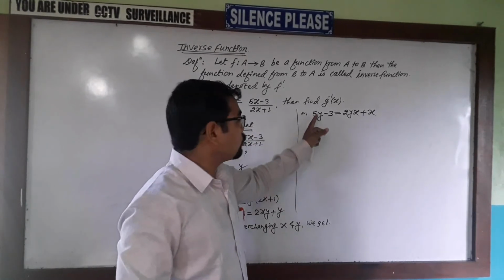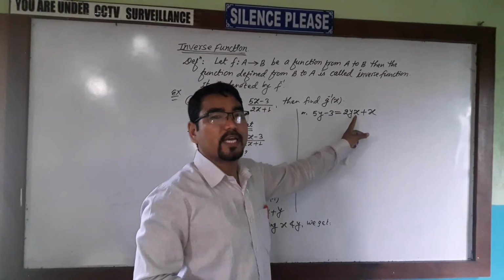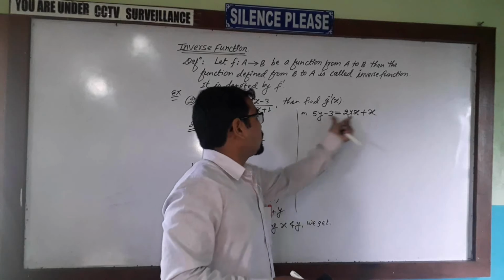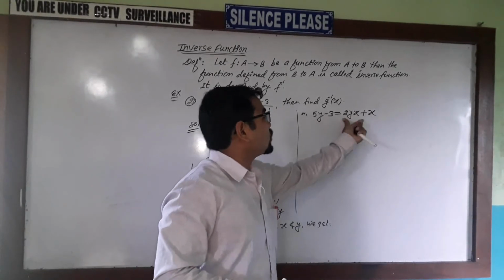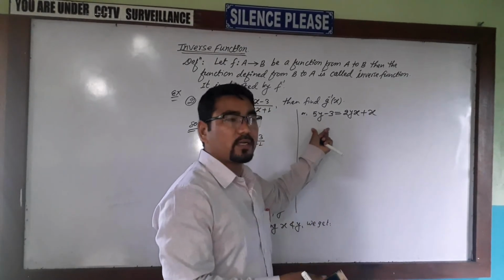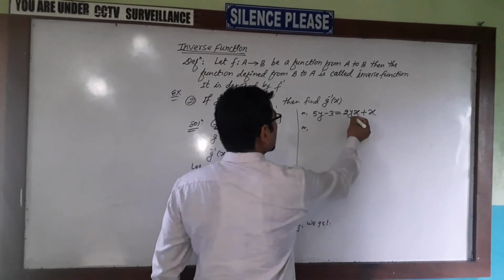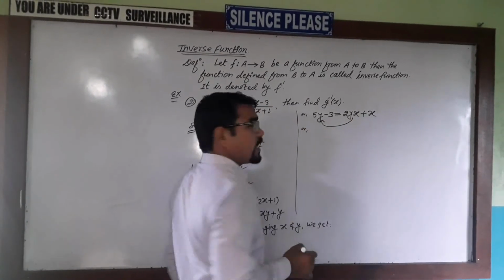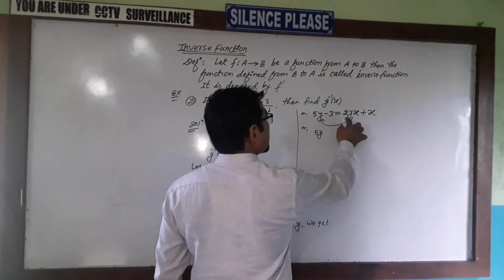But we have y on the left-hand side and y on the right-hand side. So the terms containing y, we have to write together, either on the left side or the right side. I arrange these two terms containing y. 5y is here, and 2yx is in plus sign here.